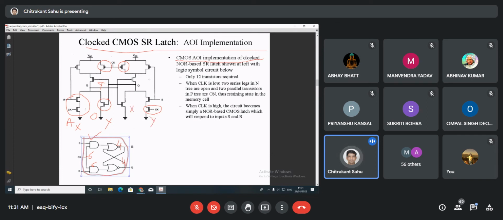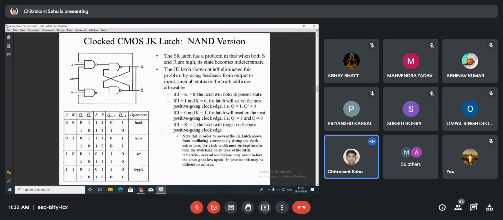Similarly, this is X and Y. So in the parallel combination, this is X and this is Y, and this is X and this is Y, right? Because if X and Y are in parallel in the NMOS, then X and Y should be in series in the PMOS configuration. So here X has 2 series transistors, and there X has 2 parallel transistors. Okay, so similarly, you can make a clocked CMOS SR latch implementation with a reduced number of transistors.